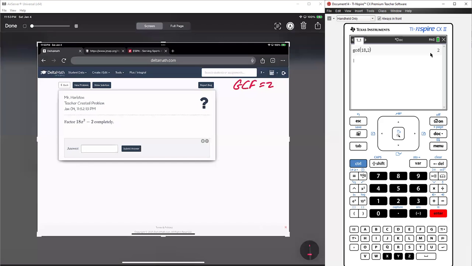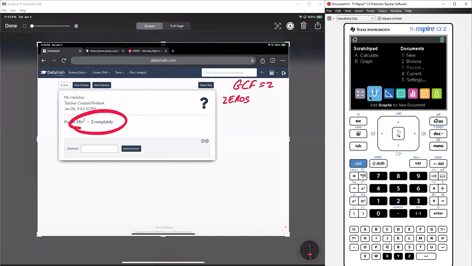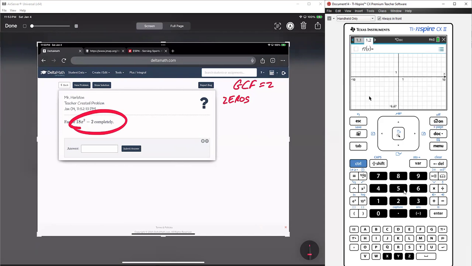We have the GCF. It's 2. Now, the other thing that we need is we're going to make this into a function, graph it, and find the zeros. The zeros are basically the opposite of factors. Once you know a factor, you know the zeros. If you know the zeros, then you know the factors, vice versa. So we're going to make it into a function, and we're just going to say 18x squared minus 2. Press enter.